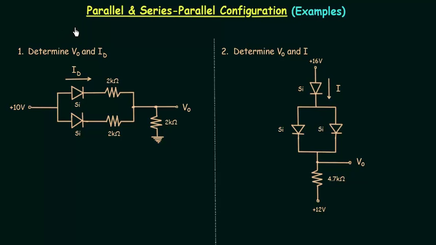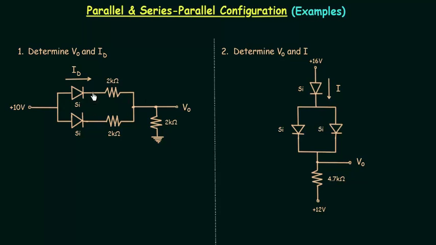In this lecture, I will solve two problems. In the first problem, we need to determine V0 and ID. V0 is the voltage across this resistance and ID is the current flowing through this diode. If you see these two branches, you will find they are the same.